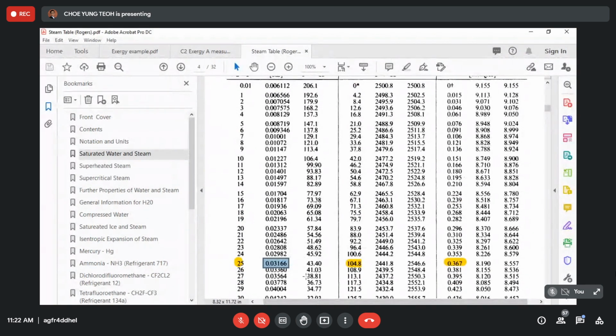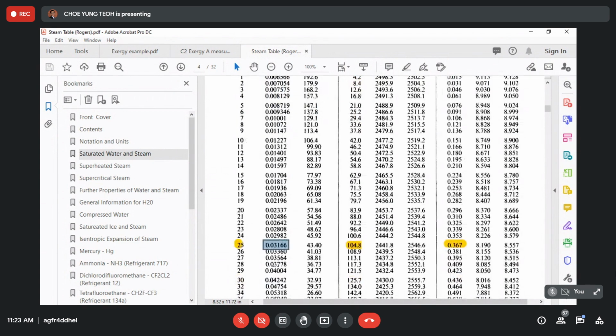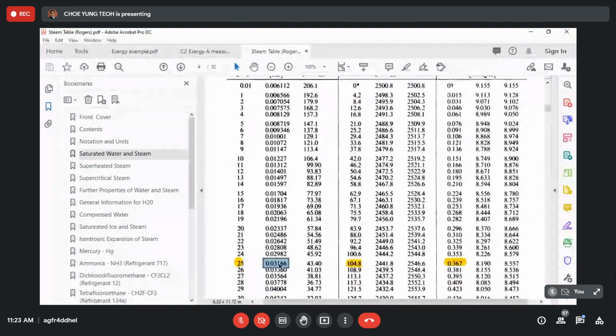It means that when the pressure is lower than this value, you will have superheated steam. Above this value, you will have a mixture of steam and water. At this value it is completely saturated. This is a threshold value.